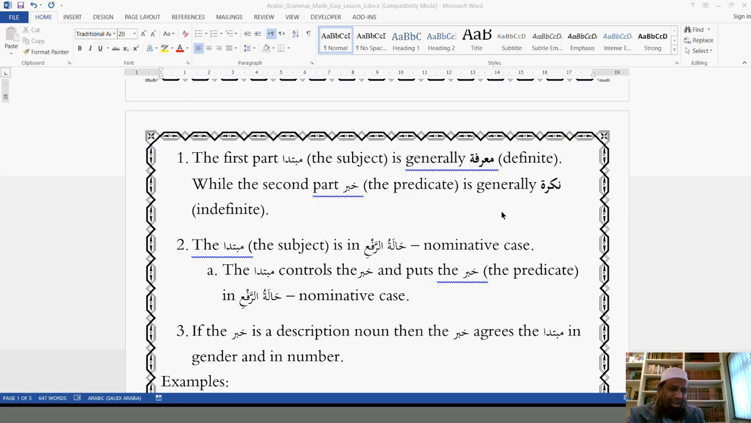Just to understand a bit, why is the khabar going to halatul rafa? Well, the mubtada is putting the khabar in halatul rafa.